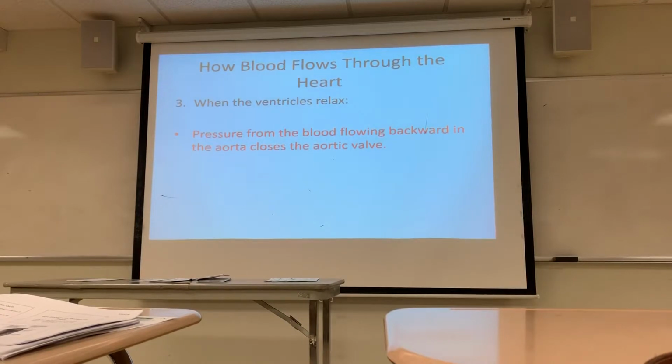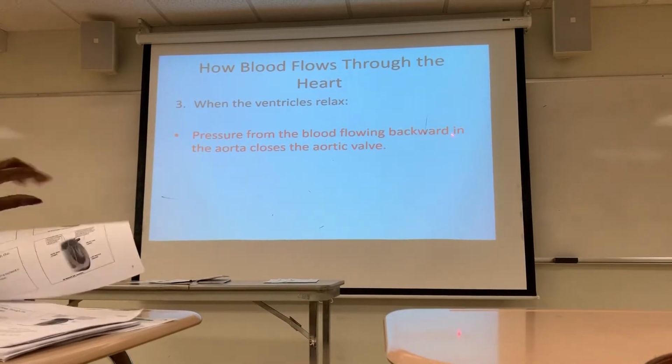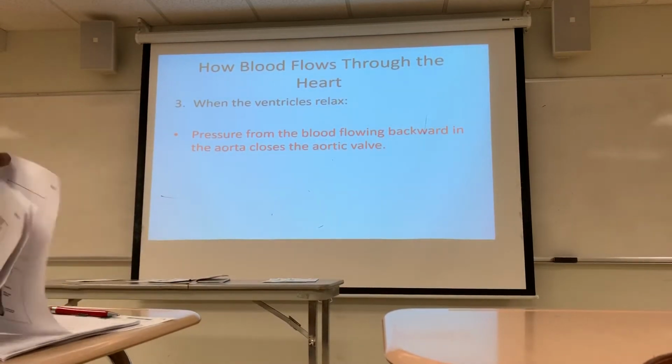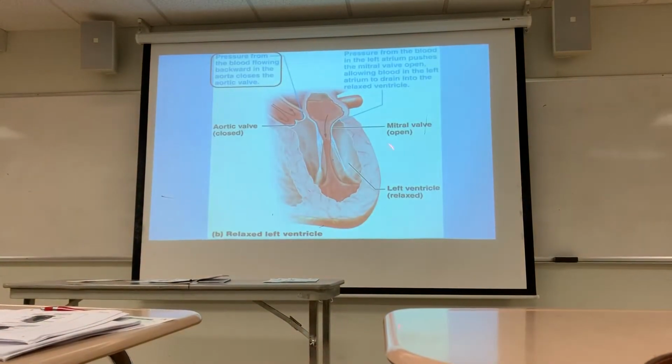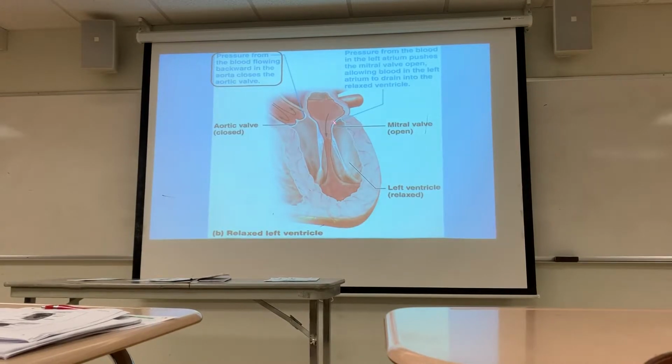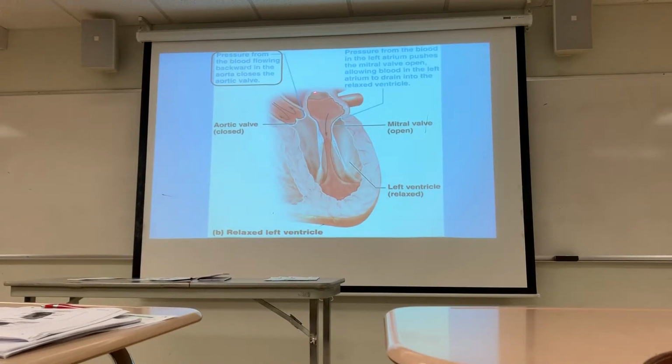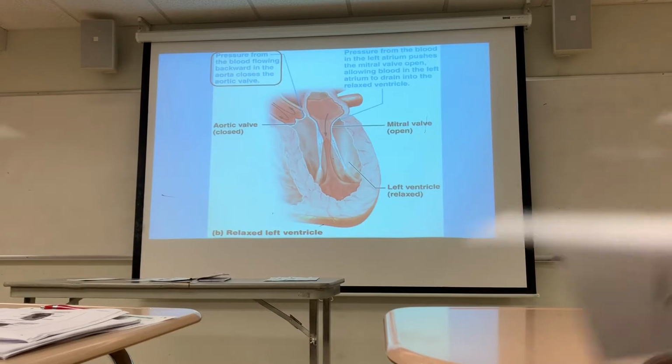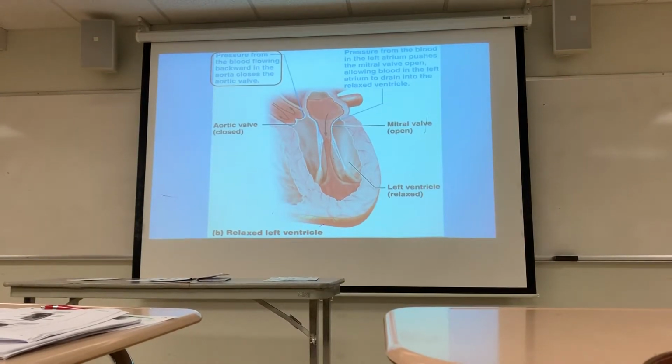When the ventricles relax, pressure from the blood flowing backward from the aorta closes the aortic valve. So when this is relaxed, look at the arrow. This is the pulmonary vein. The blood from the pulmonary vein goes straight to the left ventricle when this is relaxed. So when this is relaxed, what happens to the left atrium? It contracts. It squeezes the blood to the left ventricle.